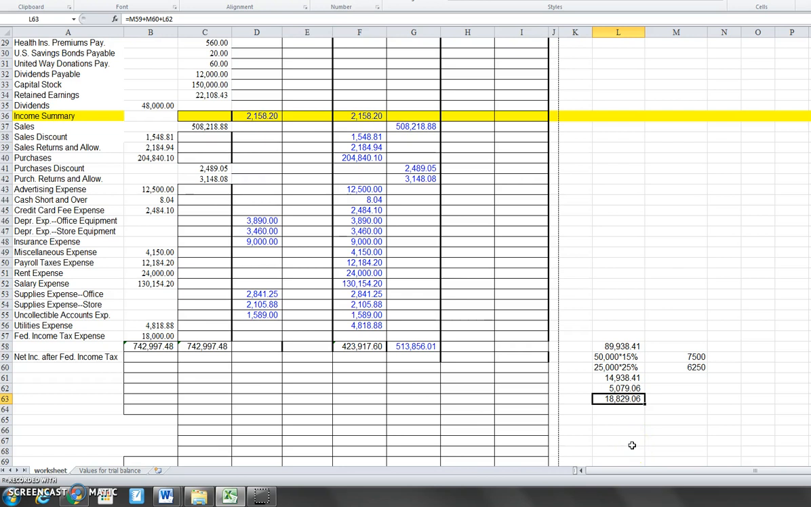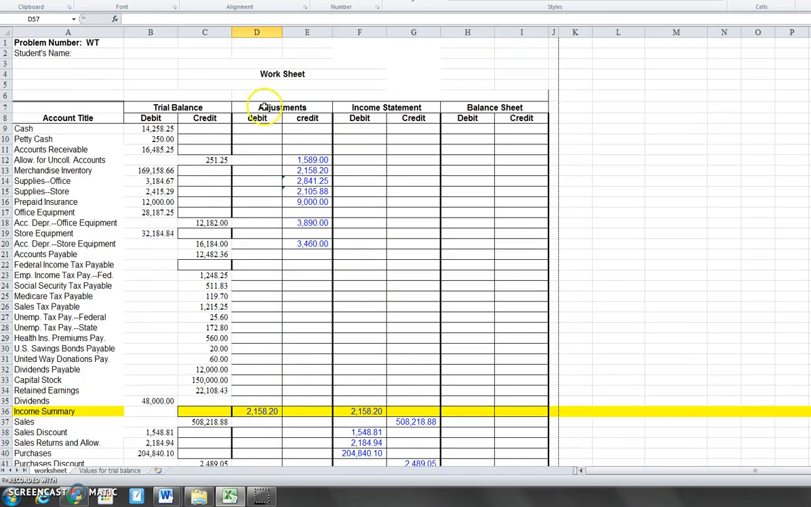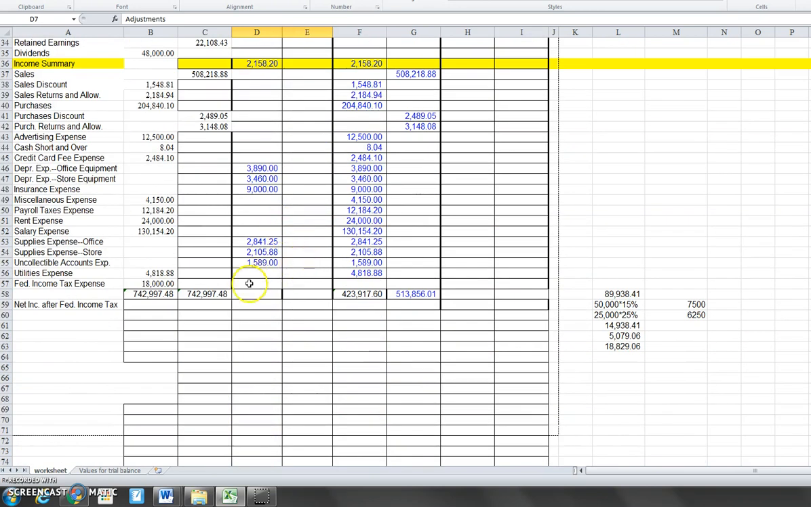$829.06 I still owe to the federal government because I only paid $18,000. That's the adjustment. So let's go ahead and plug that into our adjustment column. We're going to put that in as a debit to our expense. So you got to be in the adjustment column in the debit column right here. So we're going to put that in as a debit.